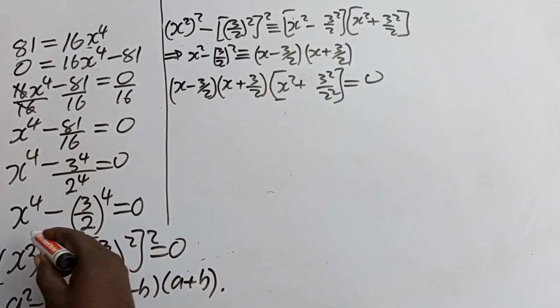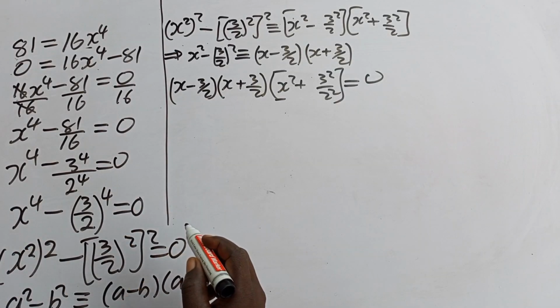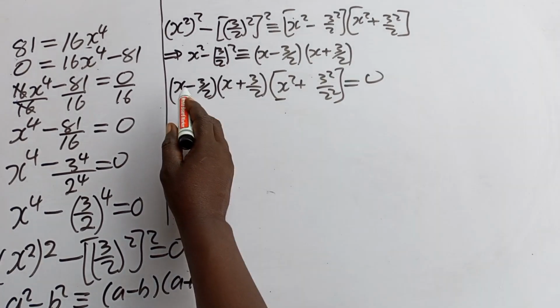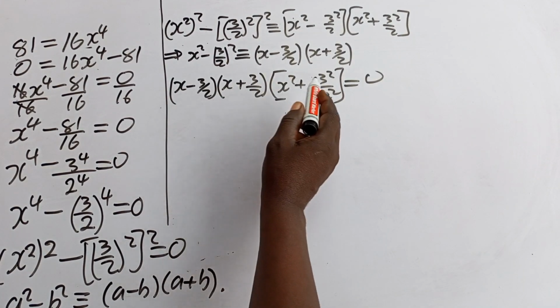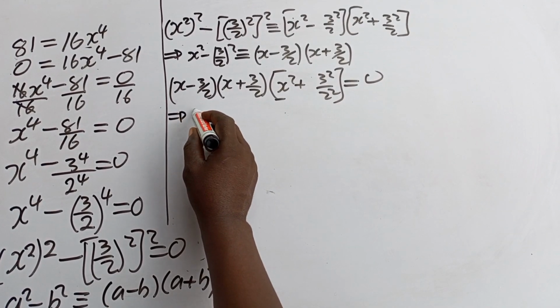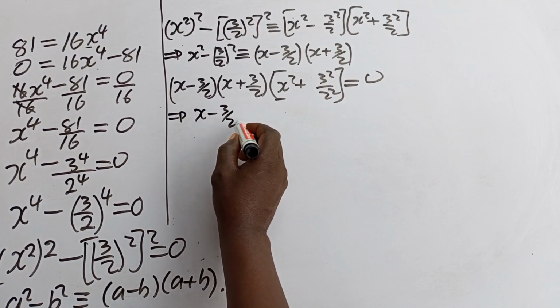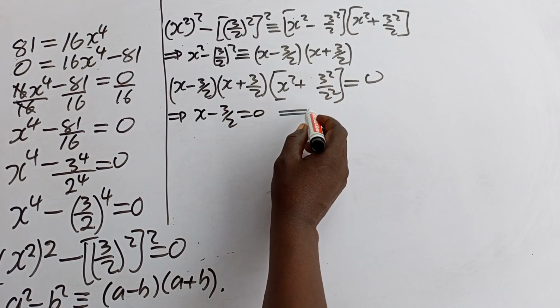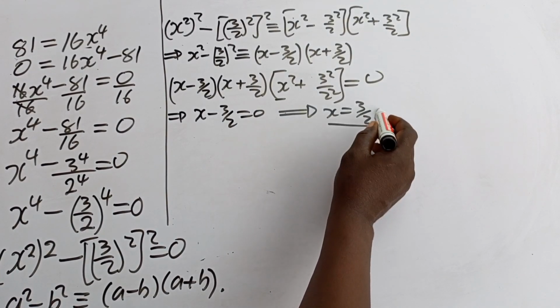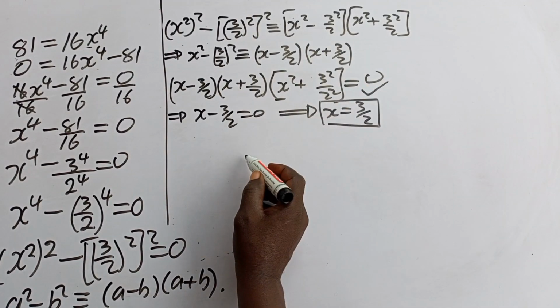Alright, remember everything was equated to 0. This is the equation that we have to solve. We obtain this expression multiplied to this expression multiplied to this expression, giving us 0. If that is true, then either x minus 3 all over 2 is 0. If that is true, it means x is equal to 3 all over 2. That is our first solution.